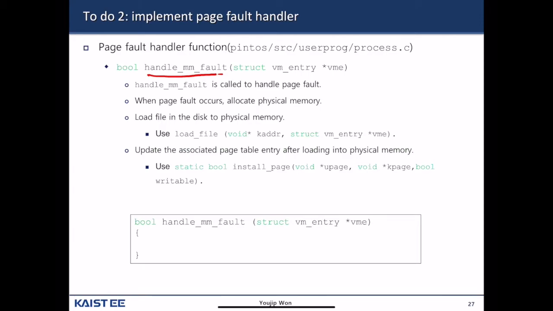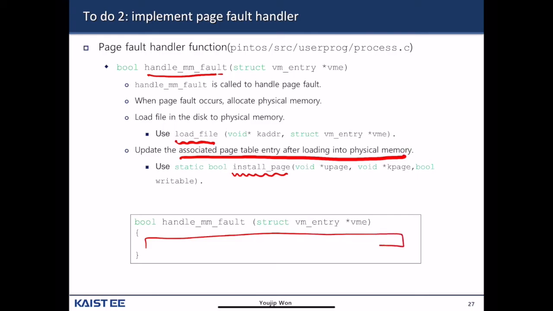When a page fault occurs, it first allocates physical memory, and then it loads the file from the disk to physical memory, and you use the function load file. Then after we load the page from the disk to memory, we update the associated page table entry. And in updating the page table entry, we use the function provided by Pintos, and the function name is install page. So what you are supposed to do is to write a function and fill in the function body of handle fault. So let's look at the detailed algorithm.